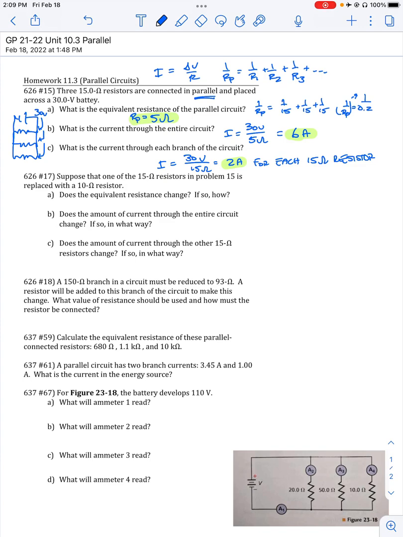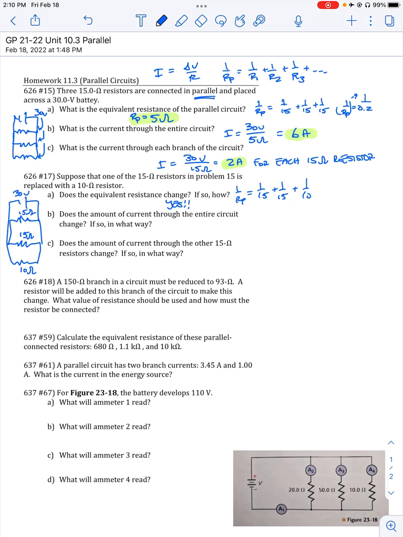All right, suppose that one of the 15 ohm resistors is replaced with a 10 ohm. All right, I got you. So 15, 15, and 10 ohms, and that's going to be 30 volts. Does the equivalent resistance change? Yes, it should change. The reason is 1 over Rp equals 1 over 15 plus 1 over 15 plus 1 over 10.